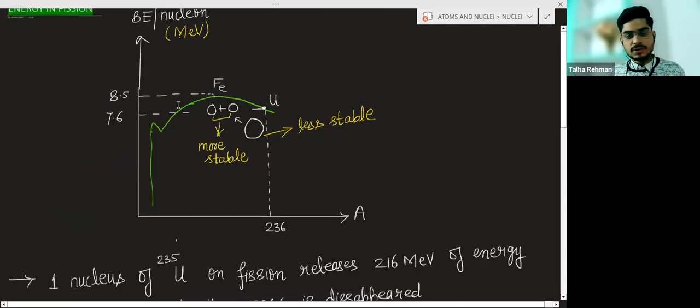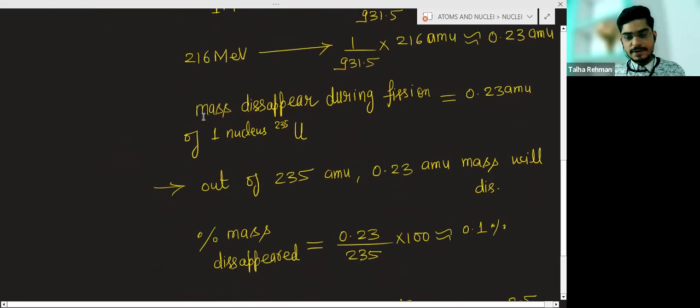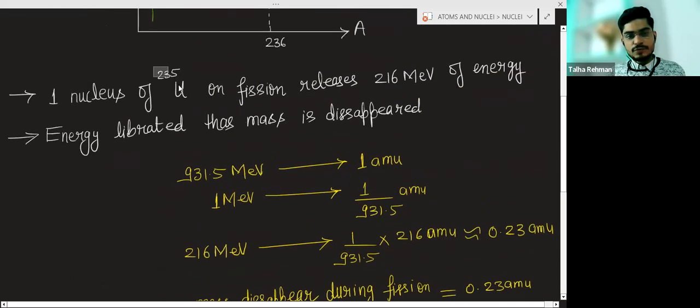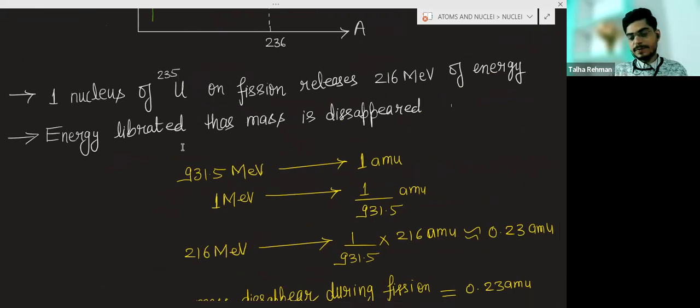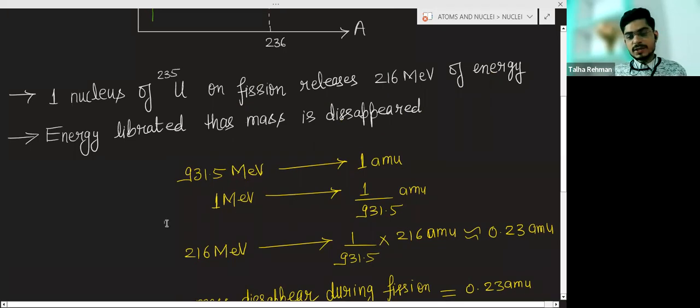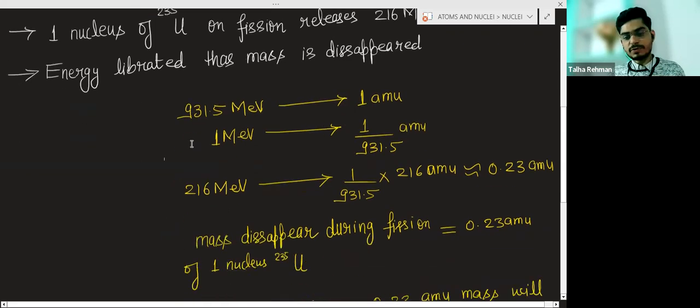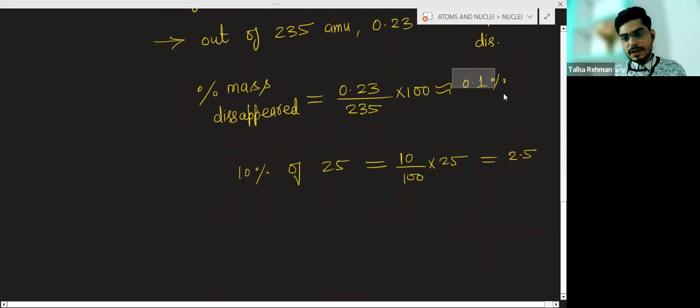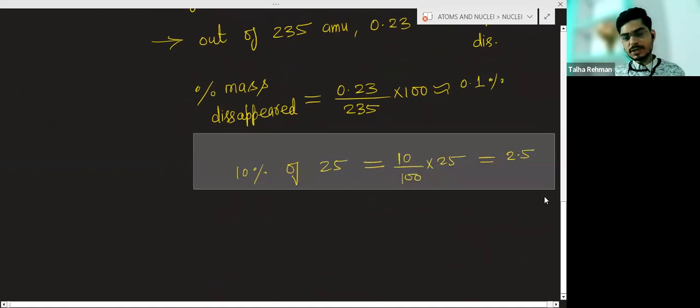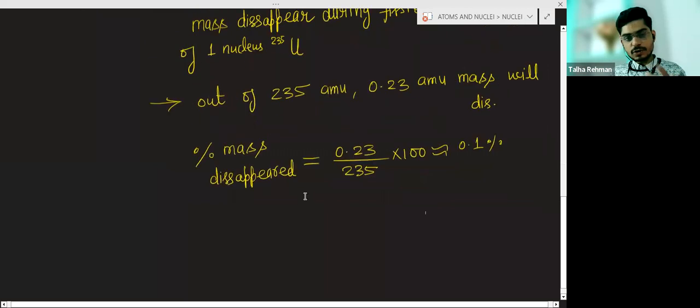Energy in fission, I have discussed. In fission of one nucleus of uranium-235, you will get 216 mega electron volt of energy. If energy is liberated, then mass disappears. So we can calculate the amount of mass that has disappeared during the fission of uranium-235. When you calculate, you will get approximately 0.1% of the mass disappearing during the fission of uranium.